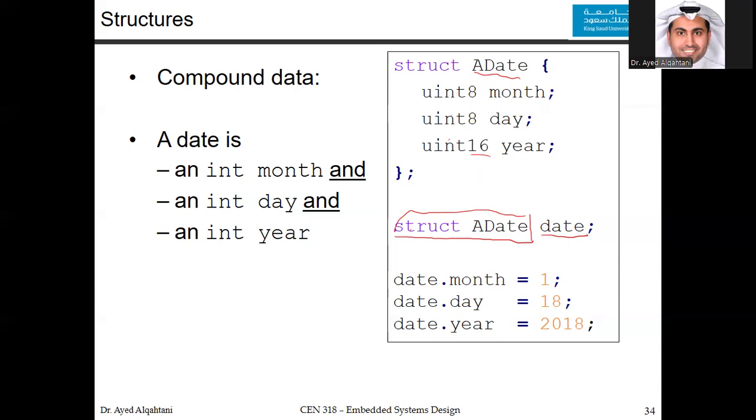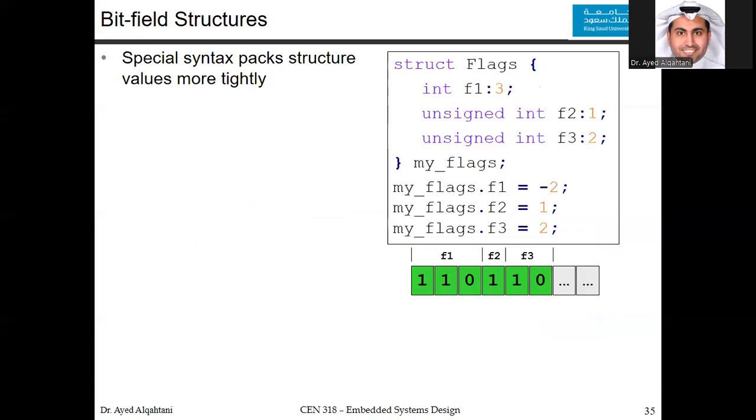The C language is very powerful to the point that you can assign up to the bits. So you can do this with the usage of the colon. You can say here, you have flags. Integer f1 has only 3 bits. The unsigned integer f2 has only 1 bit. And for the f3, it has 2 bits.